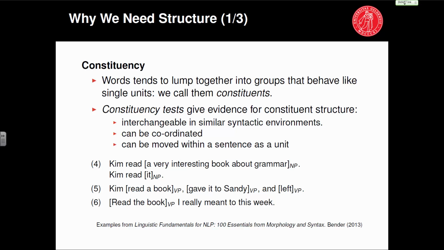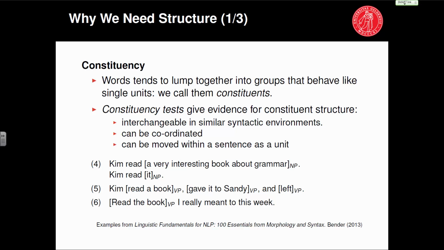So read the book, I really meant to this week. That puts the emphasis on read the book. Or a very interesting book about grammar, all of you have at home, that puts the emphasis on that thing that comes first. And the thing that comes first is one such group of words, a well-defined sequence of words that lump together and function as a unit. So in this case, read the book is a VP type constituent that I can move to the front of a sentence. And in my other example, it's not on the slide, it would be an NP type.